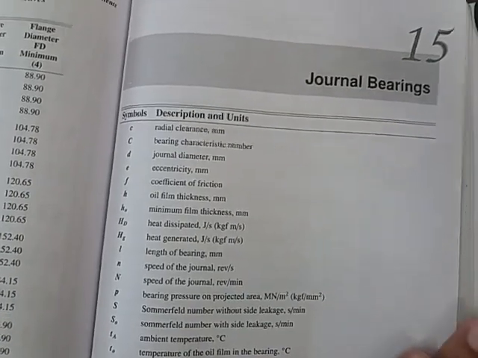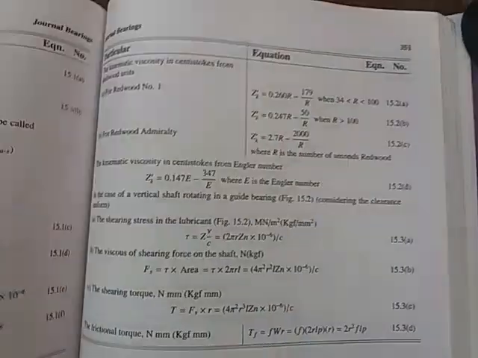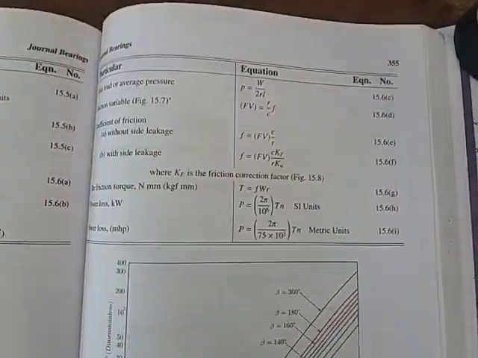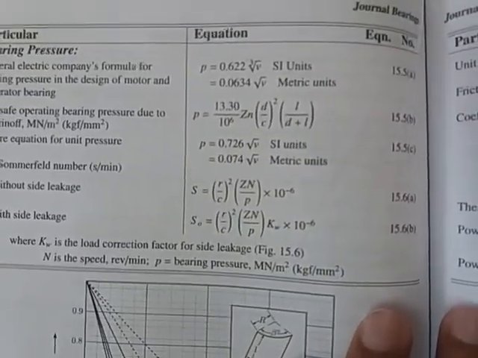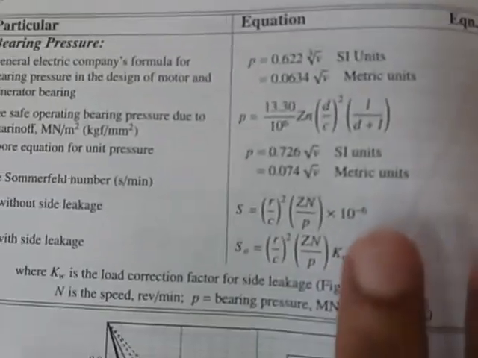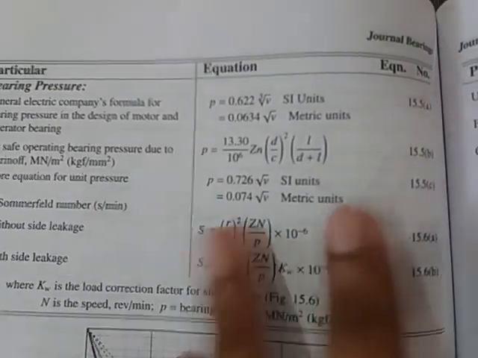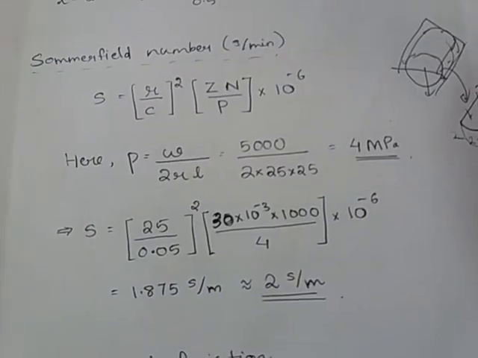data book. This is journal bearings. Now, in this journal bearings section, we have the Sommerfeld number, side leakage, and the journal bearing problem. This is the coefficient of friction.